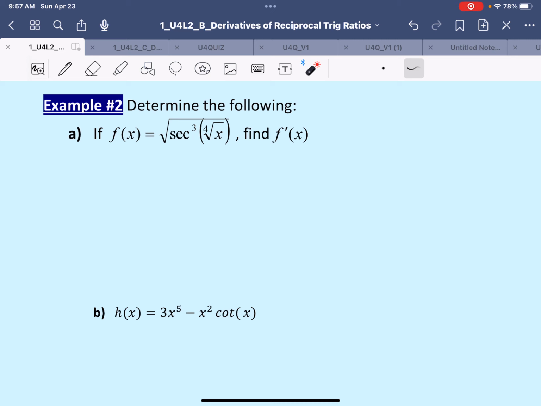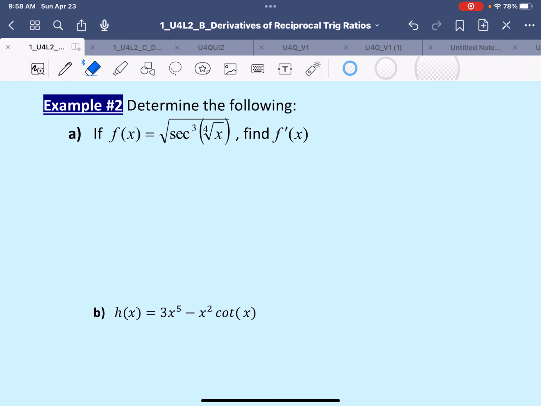In this example, we have f of x equals the square root of secant to the power of 3, and then the fourth root of x is the angle. So a couple of things we need to do here. First of all, we want to convert all the radicals into powers, because it makes it easier for us to see how to use the power rule to differentiate. And secondly, we have to identify the chains.